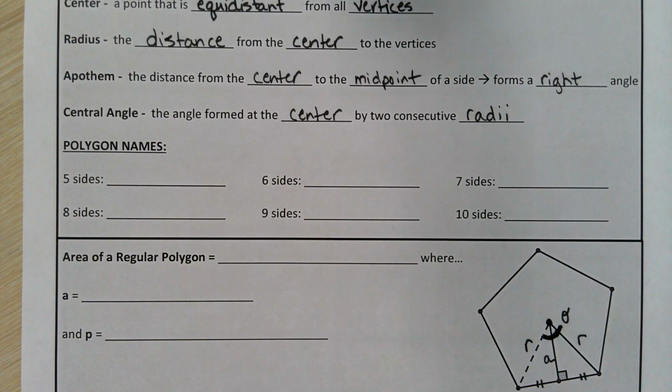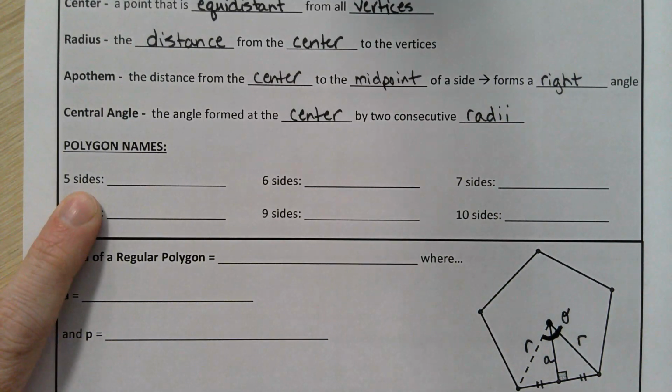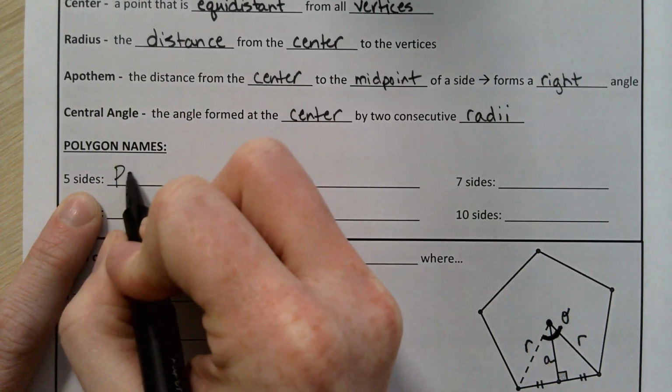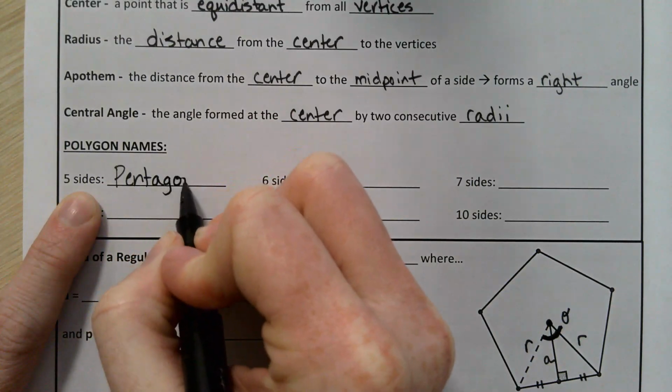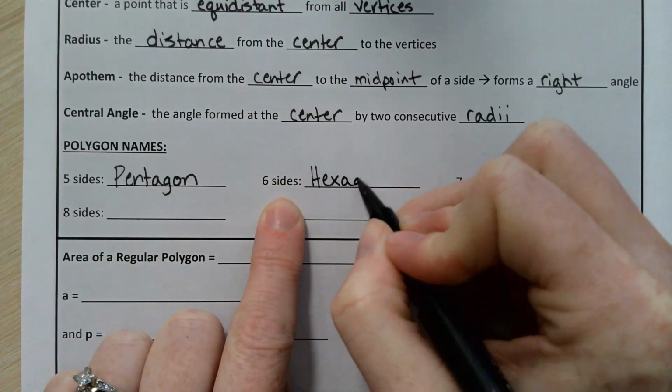Okay. For our area of regular polygon problems, you're going to need to know the names of 6 different regular polygons. They are listed right here. So they're named based on the number of sides that they have. Some of these are going to be familiar because you've learned about them in the past, and others might be new. So if a regular polygon has 5 sides, like this one that we've been working on down here, it's called a pentagon. If it has 6 sides, we call it a hexagon.